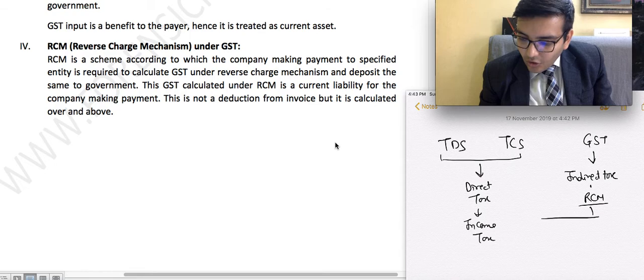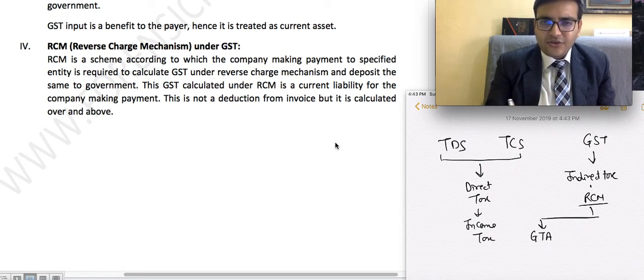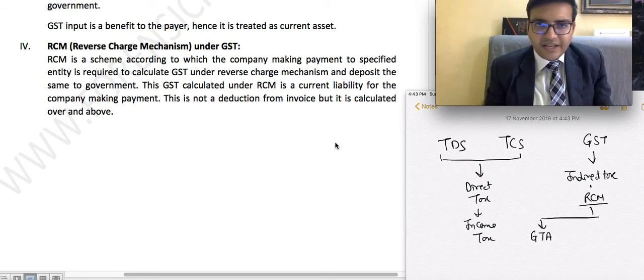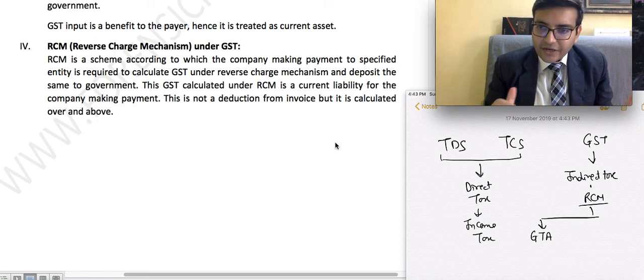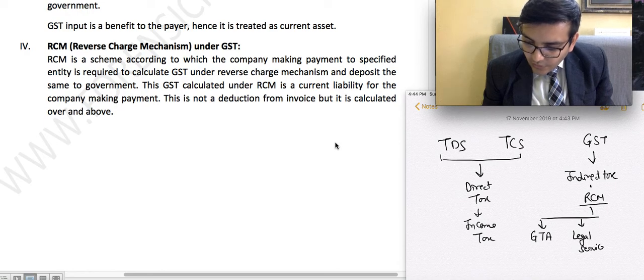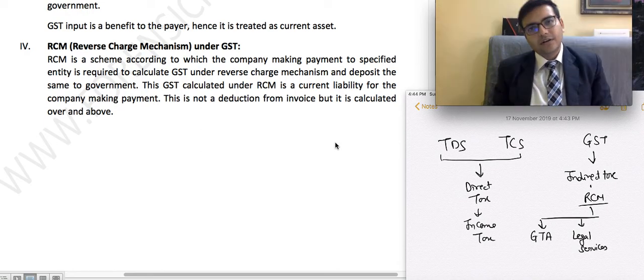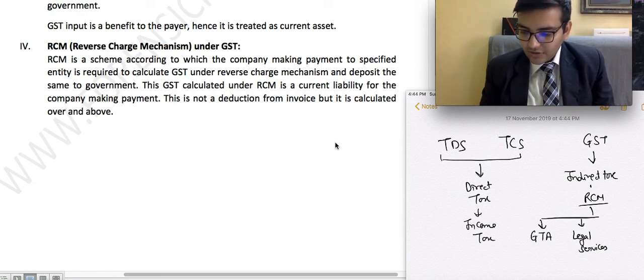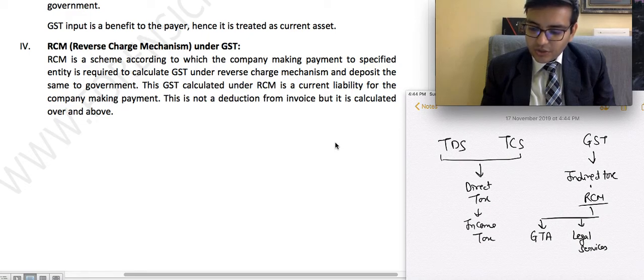is applicable on goods transport agencies, like these truck operators and commuters. Because they are very unorganized and they don't know what GST is, and they will not pay it. They just take their money and go. So this is GTA. Then there are lawyers, legal services. Why is it on legal services? Because of certain reasons, I will not comment. So reverse charge mechanism is right now on goods transport agencies, legal services, and foreign payments.